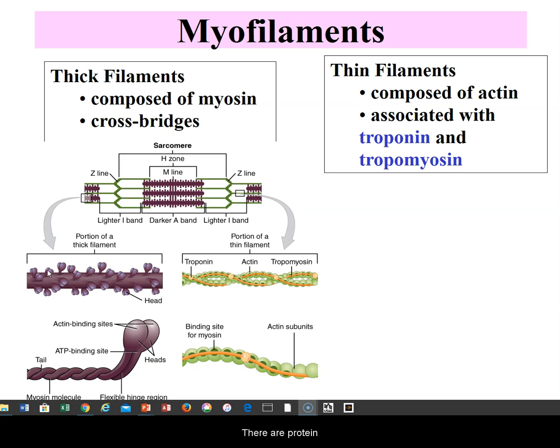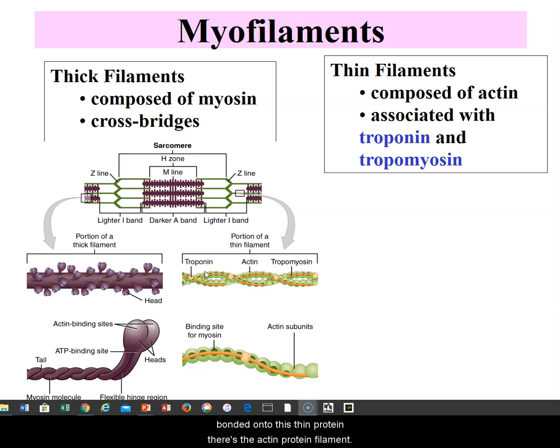Okay, there are protein subunits on these two protein filaments. The thicker, for the myosin, you have these myosin heads. These myosin heads are called actin binding sites. They are flexible and have sort of a hinge effect here, and we'll talk about that more on the next video. The actin, the thin filament, has regulatory proteins bonded onto this thin protein.